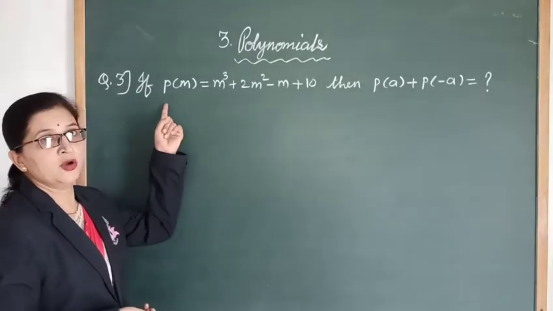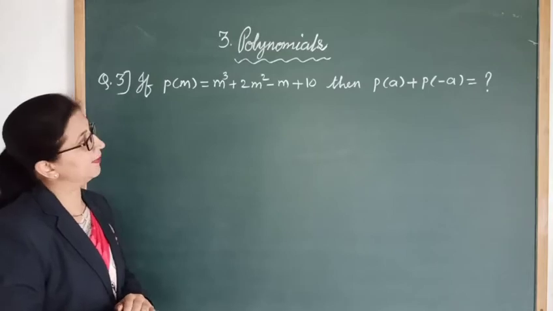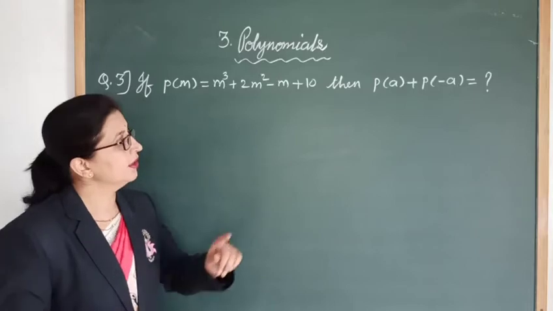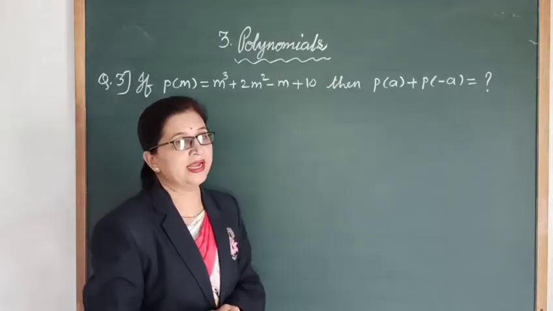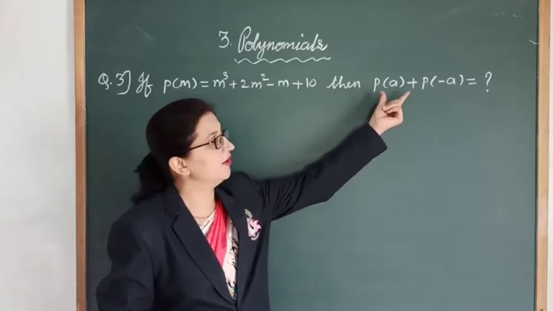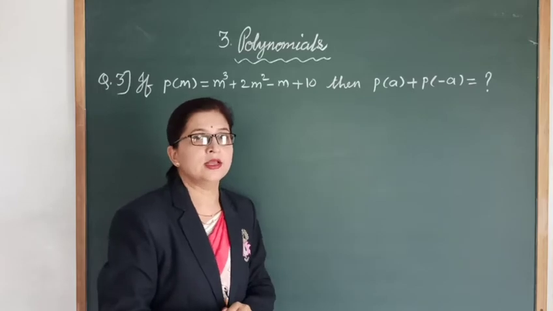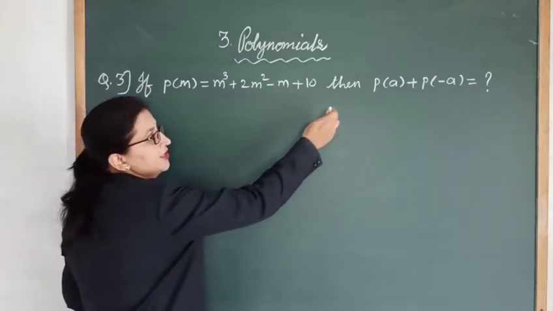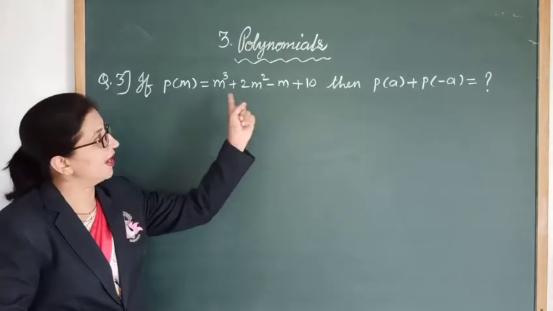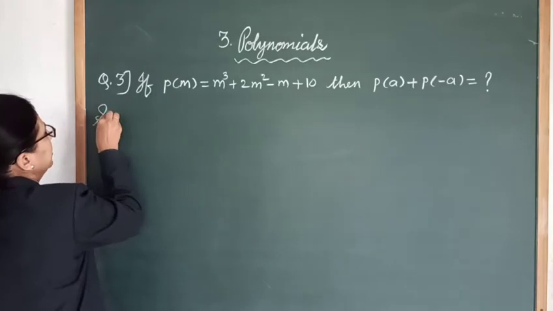Let's see one more example. If the polynomial p(m) is equal to m cube plus 2m square minus m plus 10, then we have to find p(a) plus p(negative a). So we have to find the value of the sum of these two polynomials. Here we put the value of m as a in the given polynomial. So let's solve this.